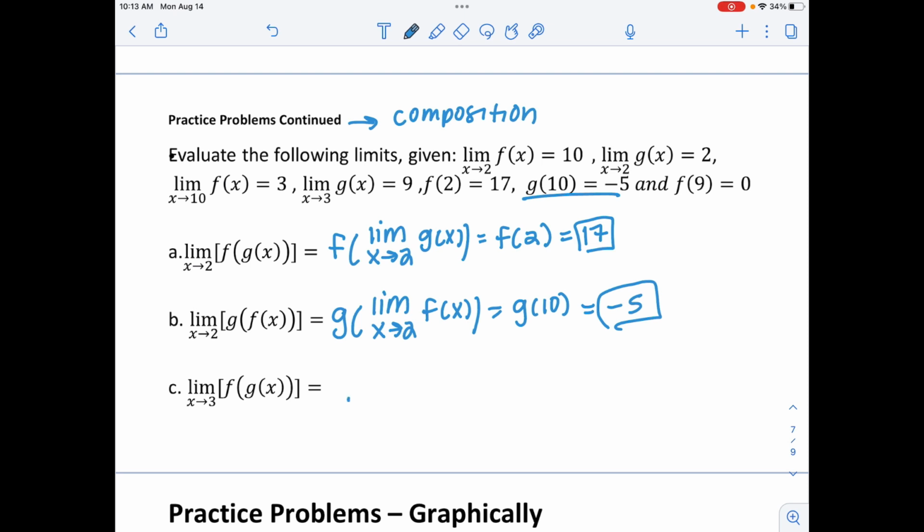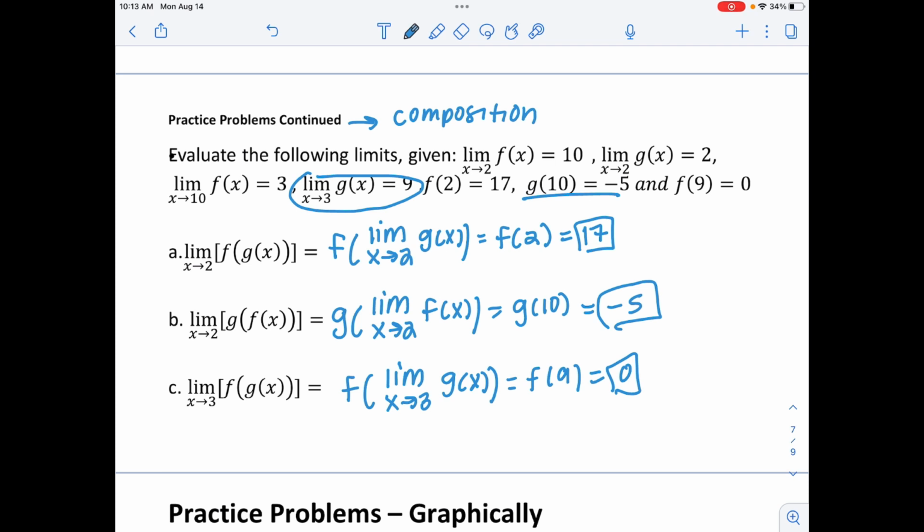The f of the limit as x approaches 3 of g of x. So we know that that is 9. And then f of 9 is 0. So that's our answer.